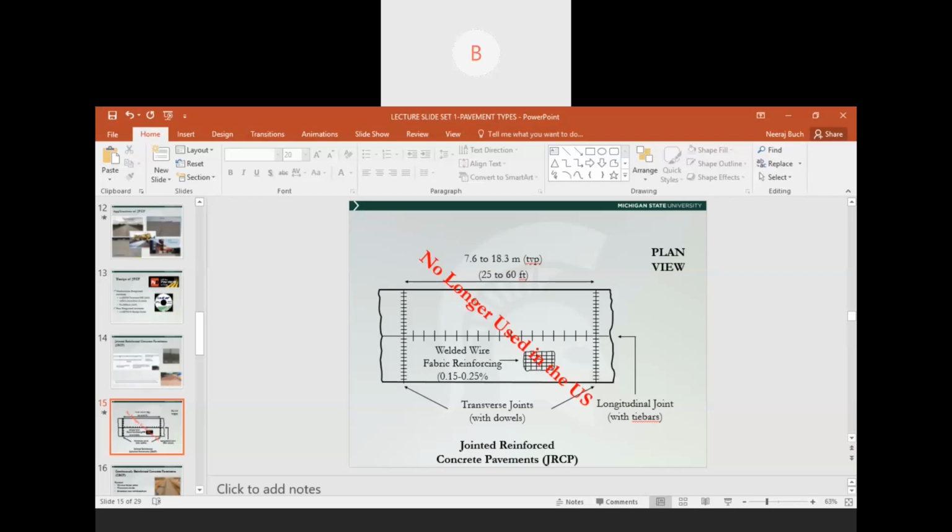But again, just for the sake of completeness, this shows you a plan view of a jointed reinforced concrete pavement. Again, this is a transverse joint with dowel bars in them. This is a longitudinal joint with tie bars in them, and notice that the transverse joints are spaced much further apart as compared to a jointed plain concrete pavement. And there is this welded wire mesh or reinforcing steel, which is not structural. The purpose of the steel is to only counter environmental stresses due to the expansion and contraction of a concrete pavement.